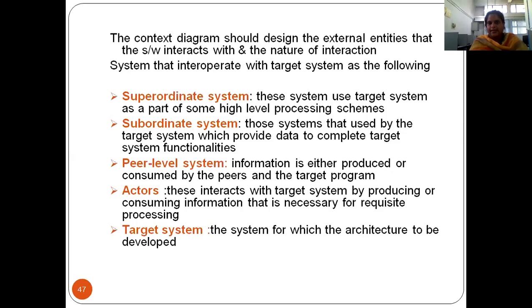Next, subordinate systems are used by the target system and provide data to complete the target system's functionalities. Only the functionalities are completed by the subordinate system. Peer-level systems mean information is either produced or consumed by the peers and the target program. So peers just produce the information. Actors interact with the target system by producing or consuming information, which is necessary for the system. The target system is the system for which the architecture is to be developed.